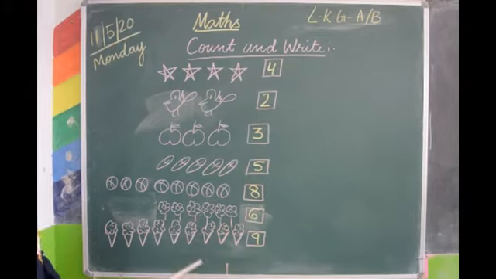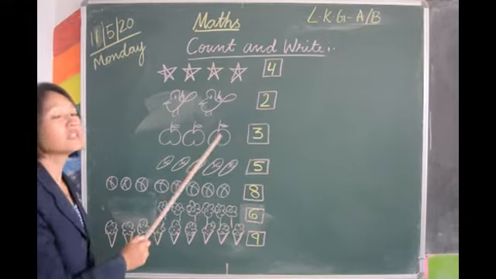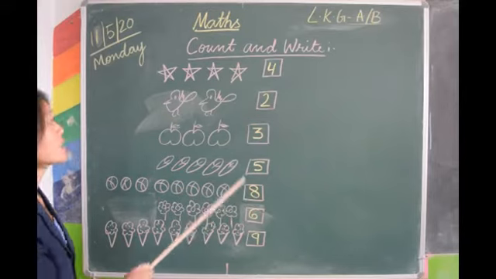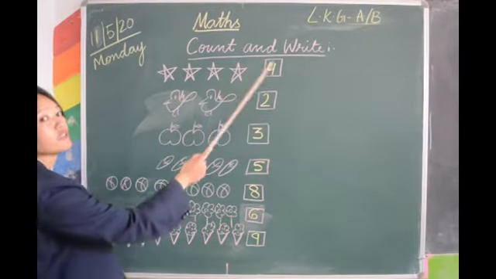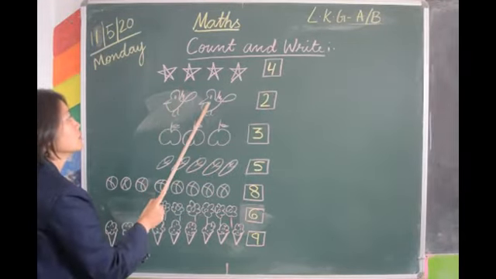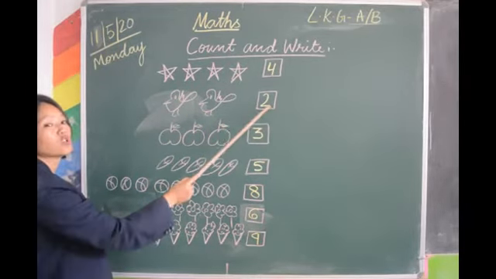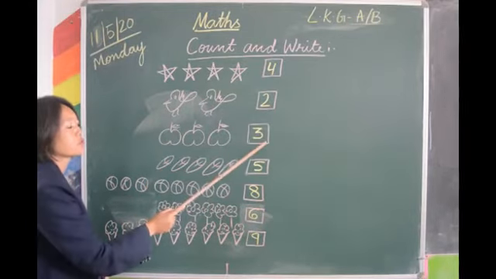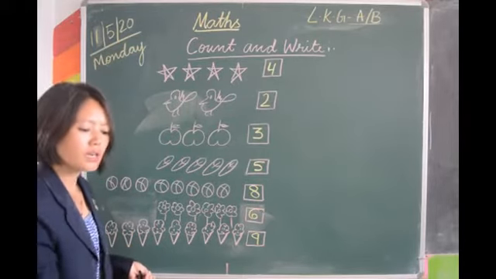So dear children, hope you understood the lesson. Before doing the lesson, just see the video properly and then do it. Okay. So in count and write, you have to count the pictures and then you have to write down the numbers. If there are 2 objects, you have to write down 2. If there are 3, you have to write down 3. If there are 4, you have to write down 4. If there are 10, you have to write down 10.